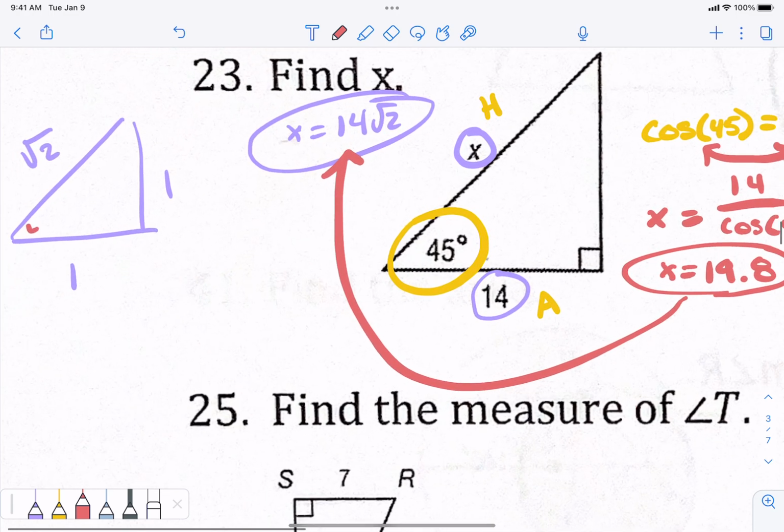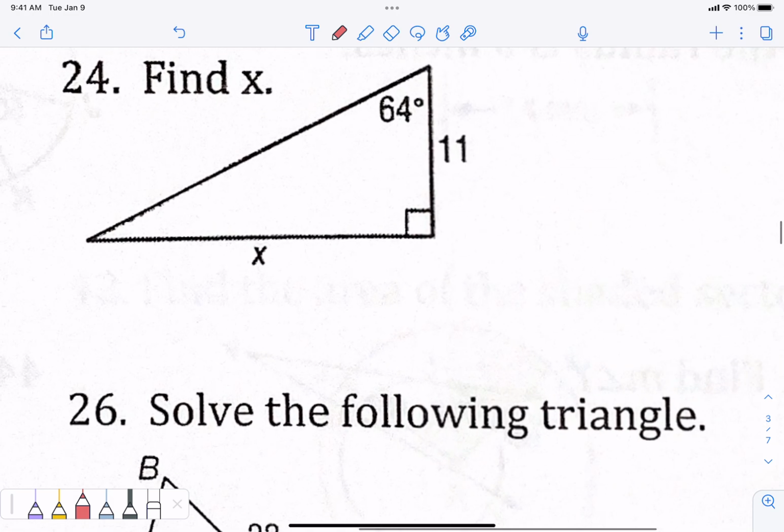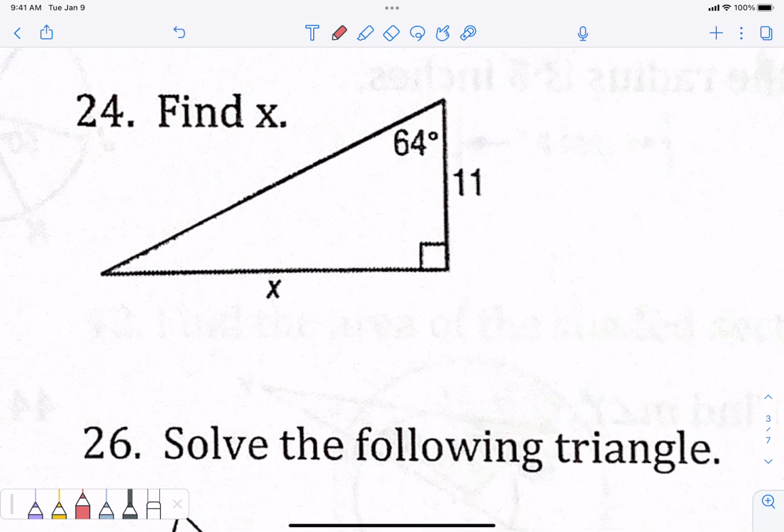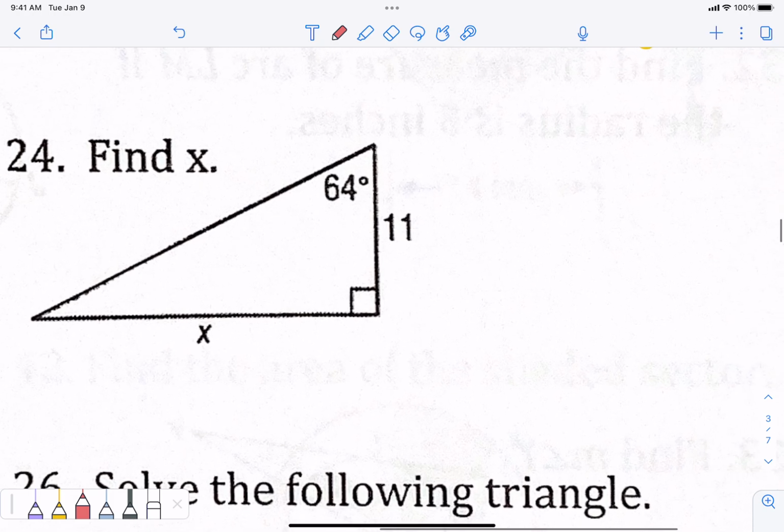There's that 45, 45, 90 triangle again. Okay? 24, I don't think I give you a 30, 60, 90. So if you're wondering that, I don't think I give you a 30, 60, 90. This one you have to use a trig function.